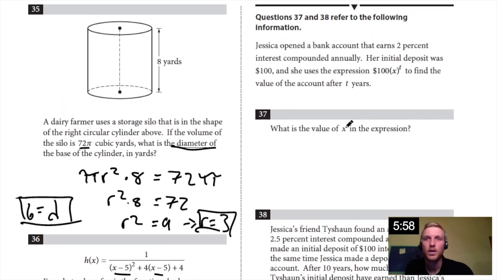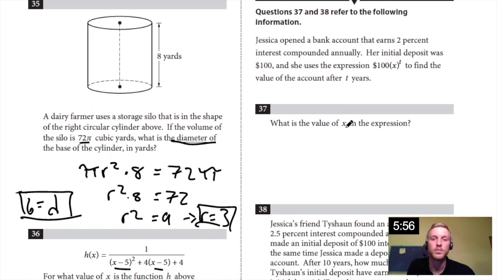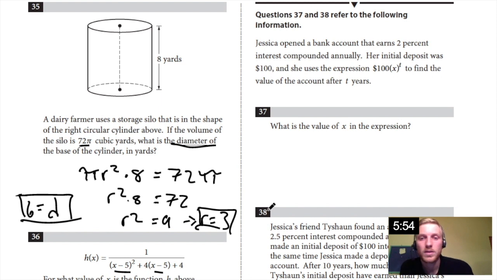Okay, moving along, we have 2 more questions. Questions 37 and 38 refer to the following information. Jessica opened a bank account that earns 2% interest compounded annually. Her initial deposit was 100 and she uses the expression 100x to the t for t years. So we have an exponential growth equation here. What is the value of x?